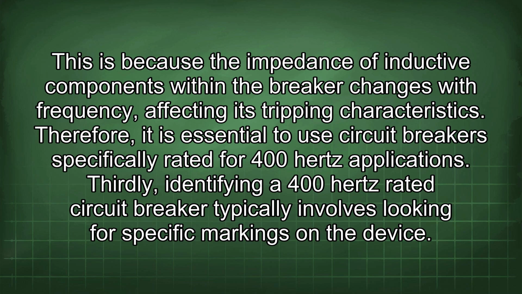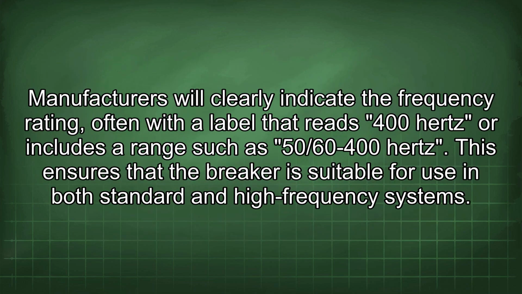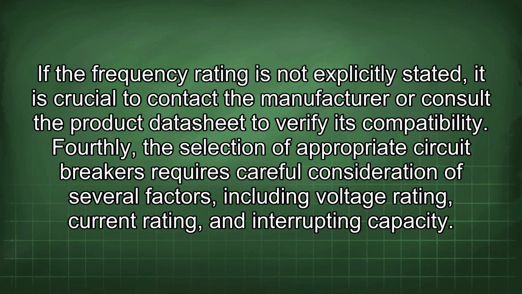Thirdly, identifying a 400 Hz rated circuit breaker typically involves looking for specific markings on the device. Manufacturers will clearly indicate the frequency rating, often with a label that reads 400 Hz or includes a range such as 50/60-400 Hz. This ensures that the breaker is suitable for use in both standard and high-frequency systems. If the frequency rating is not explicitly stated, it is crucial to contact the manufacturer or consult the product data sheet to verify its compatibility.